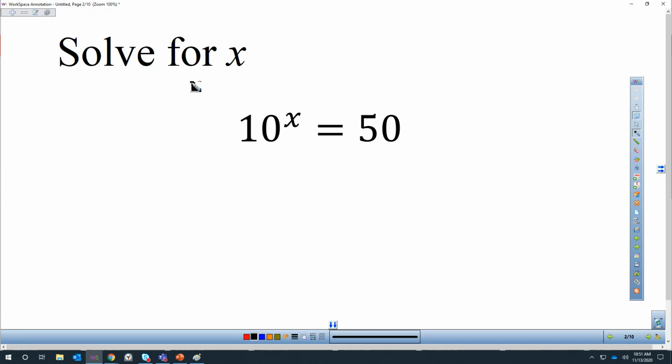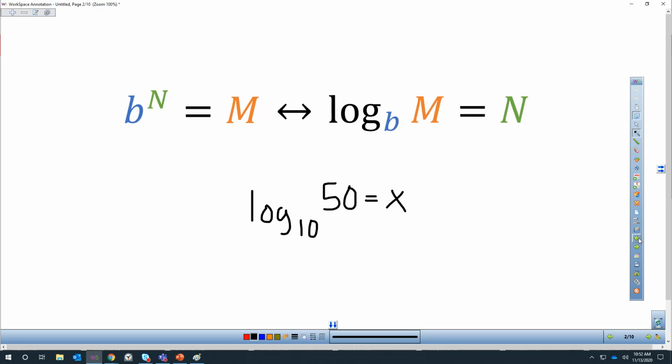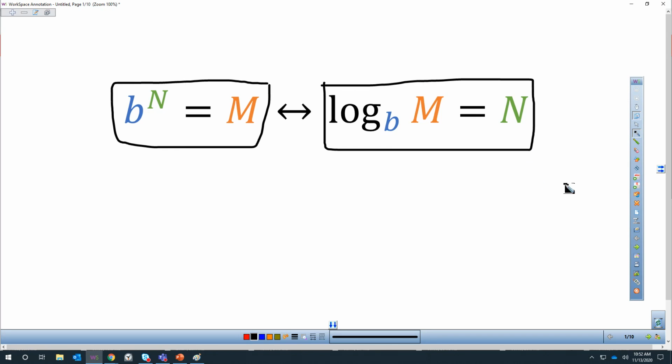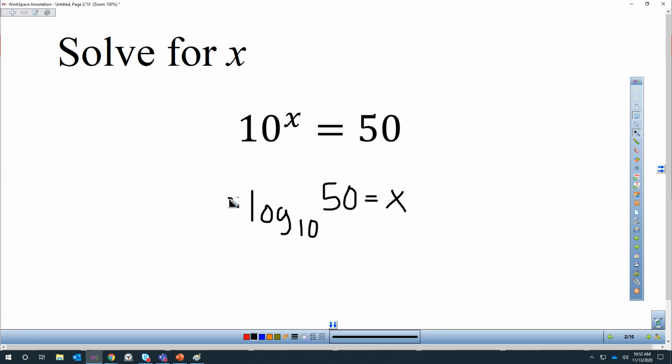So here's an example where we want to solve for x. We're told 10 to the x equals 50. And so what I'm going to do is rewrite this in log form. So I'm going to take log base 10 of 50 equals x. Okay, so I'm basically just following this rule here that if you have something written like that, it's the same thing as that. And so I'm just rewriting it using logs. And what that does is it tells me that x equals log base 10 of 50.